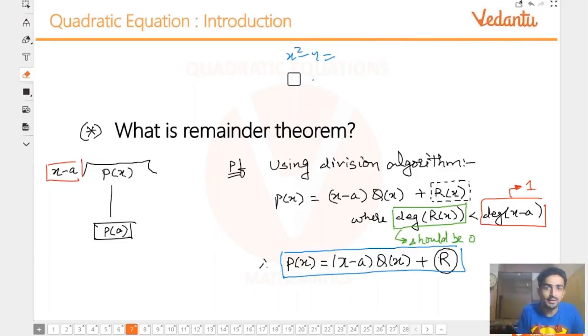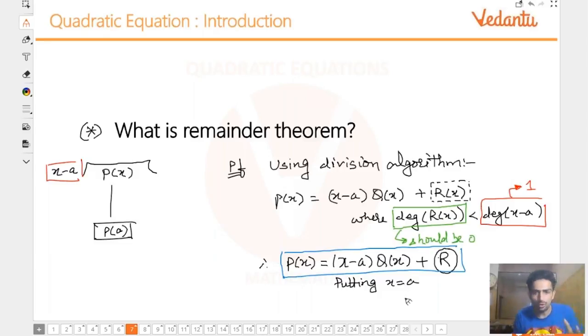So why am I putting stress on that? Because my next step is putting x equal to a. If they are equal for all x, they must be equal for x equal to a also. So in particular, when I put x equal to a, we get p of a. Now this term becomes 0.